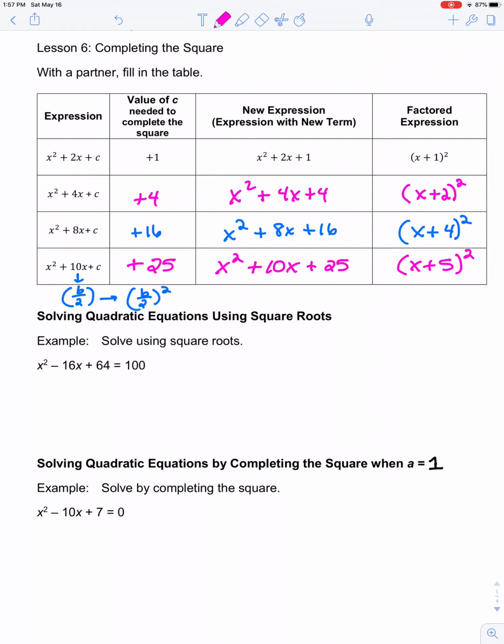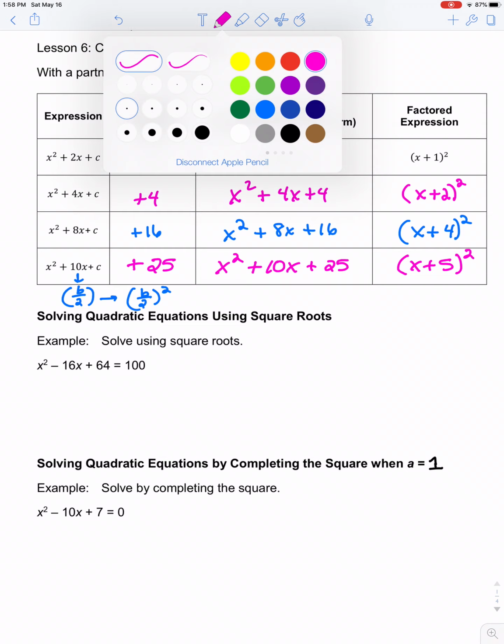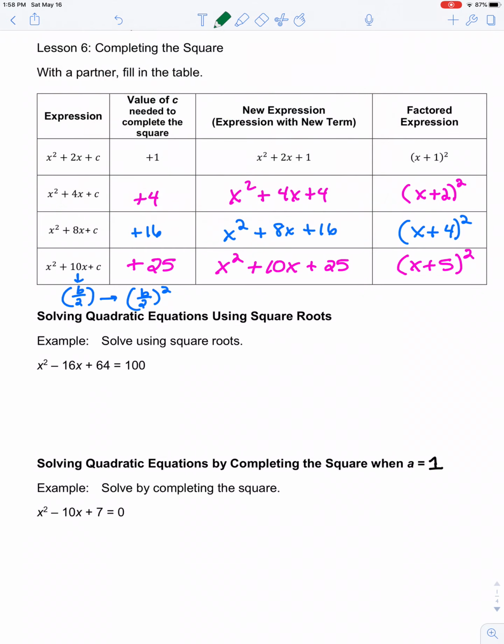Okay, so if we're solving quadratic equations, we can solve by using square roots, or we can solve by completing the square. So let's start by solving quadratic equations using square roots. Let's start with this first equation, and if you notice, x squared minus 16x plus 64 in factored form looks like this: x minus 8 quantity squared, and we still have it equal to 100.